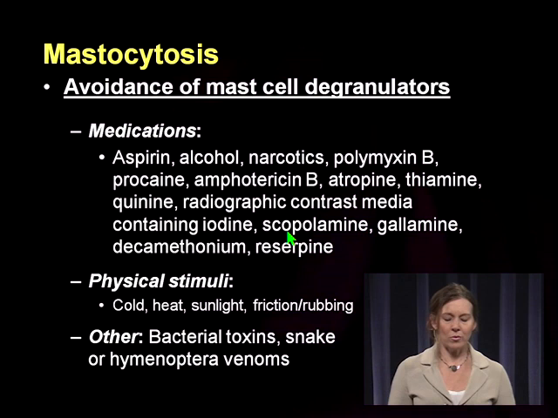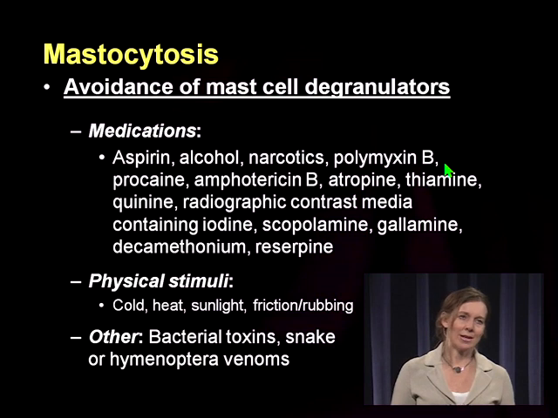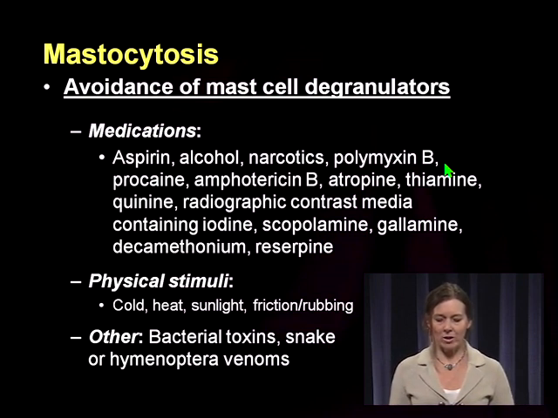When we have patients that have forms of mastocytosis, we counsel them to avoid mast cell degranulators. As far as medications, the list that you have here in your handout, many of these are things that kids don't get exposed to. But alcohol sometimes can be in certain medicines and could be a problem. Polymyxin B is one of the ones I think they're most likely to get exposed to because that's an ingredient in many of the topical antibiotics, and kids are always scratching themselves and cutting themselves, and if you're putting a lot of topical antibiotics on, that might cause a problem.